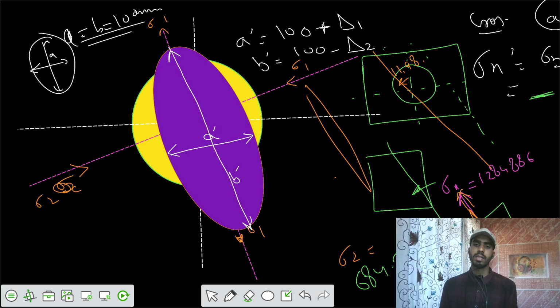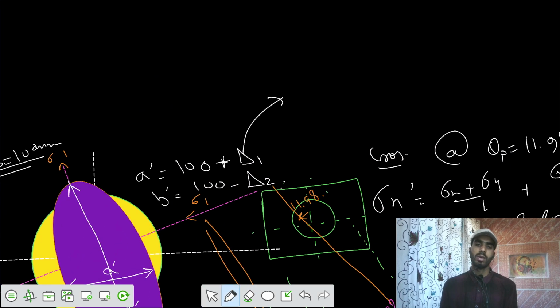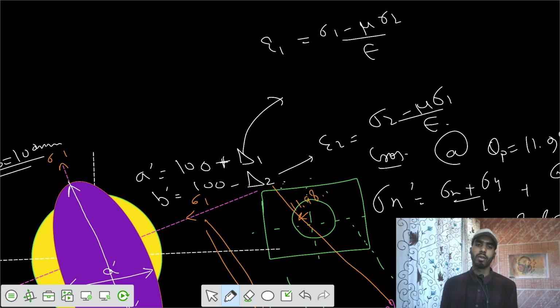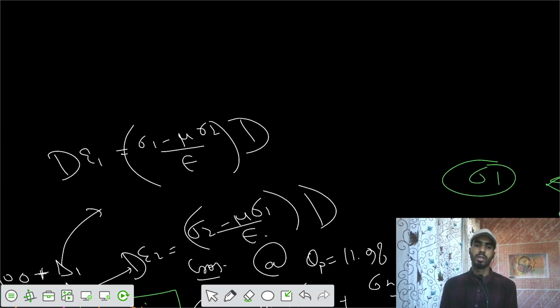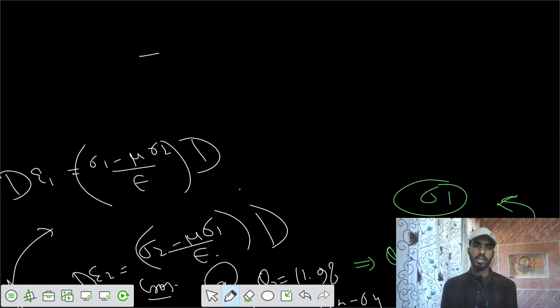And delta 1 and delta 2 can be calculated from strain 1 and strain 2. From strain 1 equals sigma 1 minus mu sigma 2 by E, and strain 2 equals sigma 2 minus mu sigma 1 by E, and you multiply that with the diameter. You know that strain equals change in length by original length. So initially the length was the diameter, 100 mm. So you write delta 1 equals strain 1 times D. So you get the value of delta 1, and you also got the stresses, sigma 1 and sigma 2.